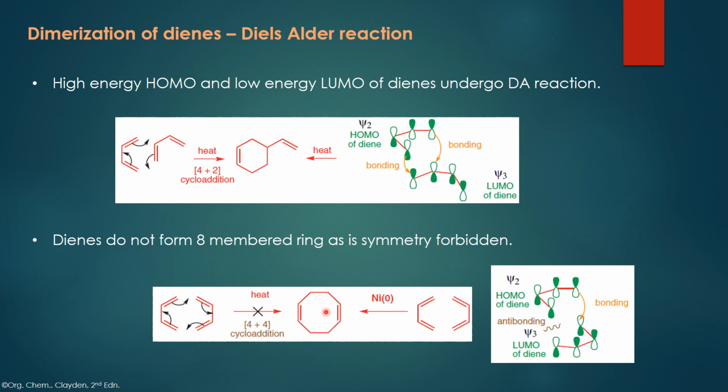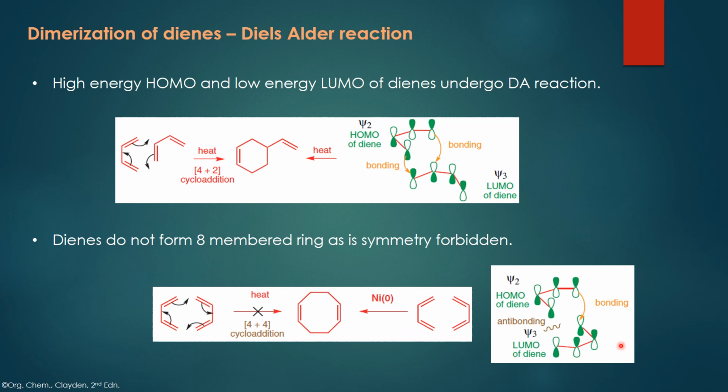But we can synthesize this cyclooctadiene from two butadiene molecules by alternative methods: one is transition metal catalysis, and the other is photochemically catalyzed 4+4 cycloaddition. Under photochemical condition, the HOMO of one diene changes from Psi2 to Psi3. That means one electron from Psi2 is excited to Psi3, and Psi3 becomes the new HOMO of that diene, which interacts with the LUMO of the other diene.